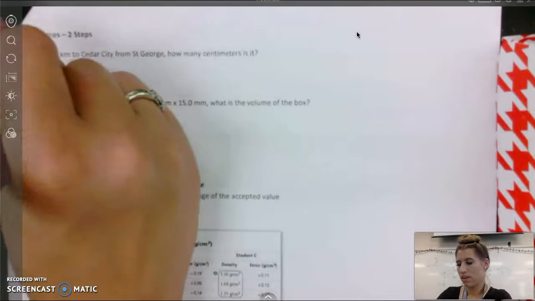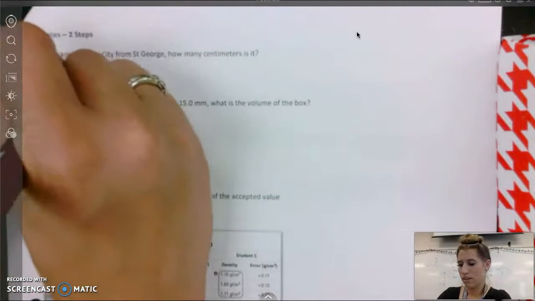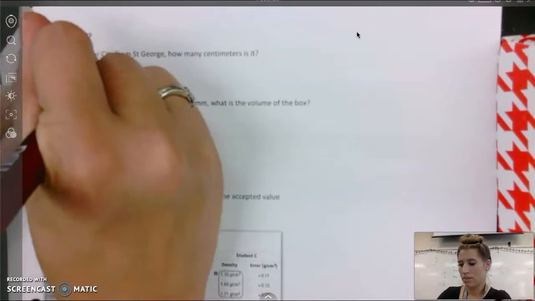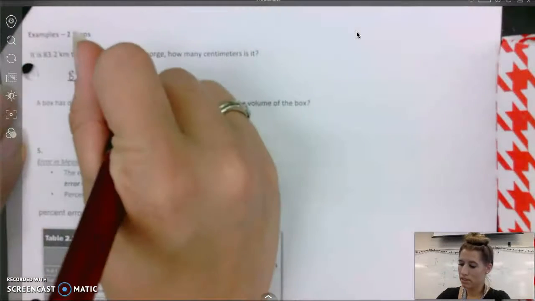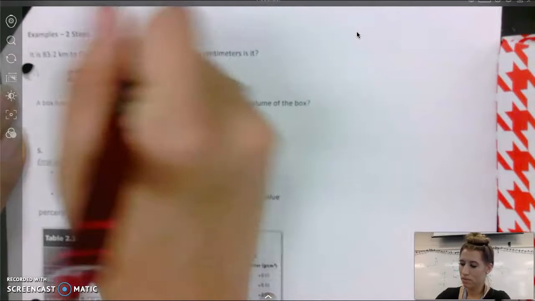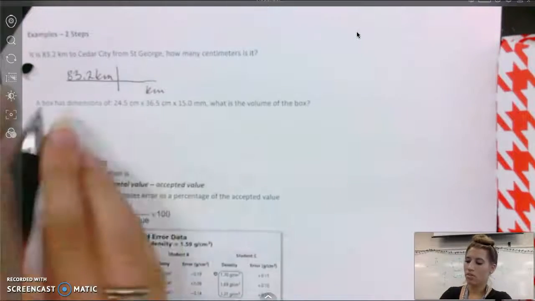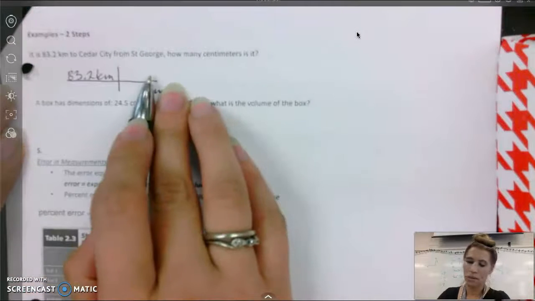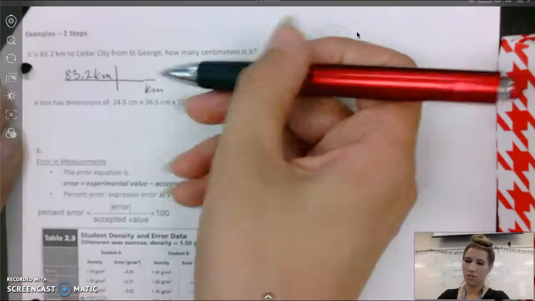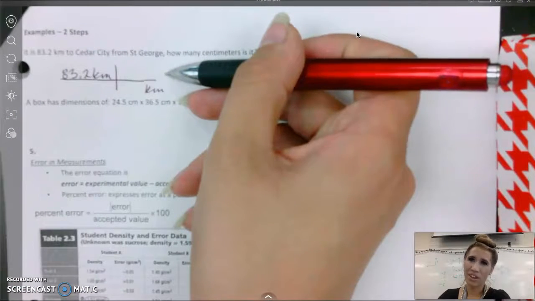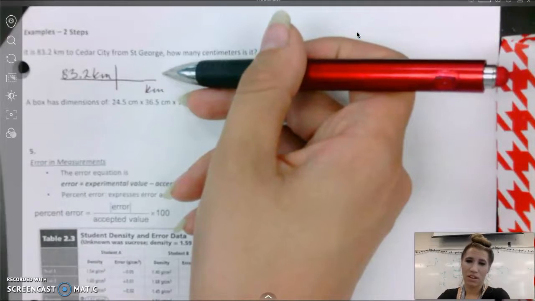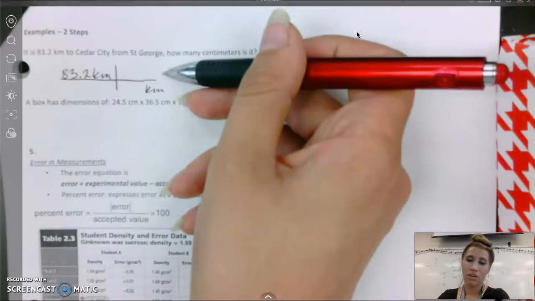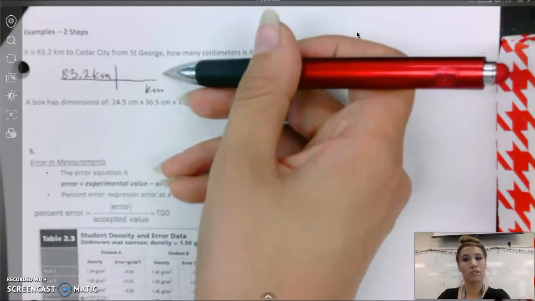Okay, so when I have my goalpost, I have my 83.2 kilometers. And I'm going to put kilometers on the bottom so that it cancels. And normally I'd put centimeters on top because that's my desired unit. But you see, if this was centimeters, I don't know that conversion factor. That's not in my list that I had to memorize. But I do know kilometers to meters and meters to centimeters.